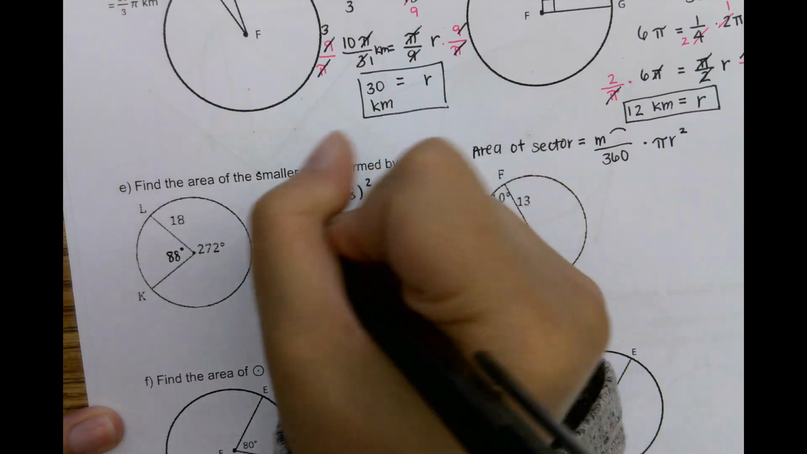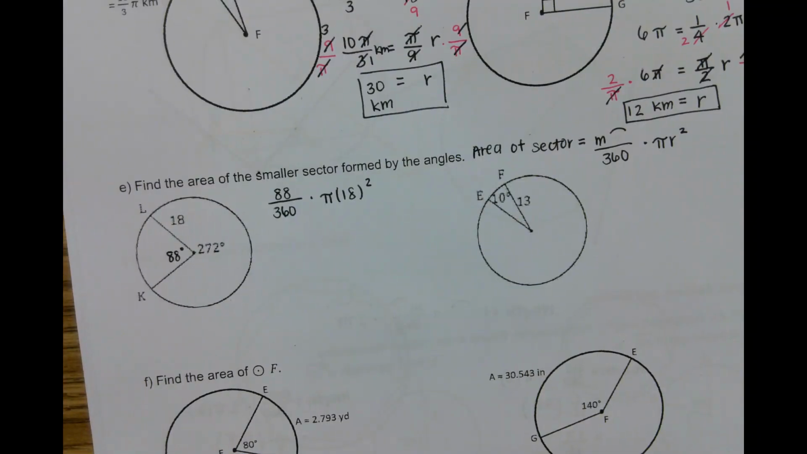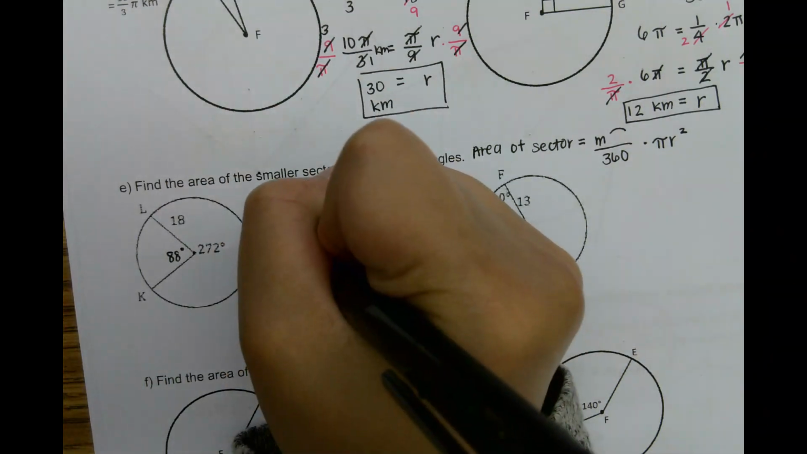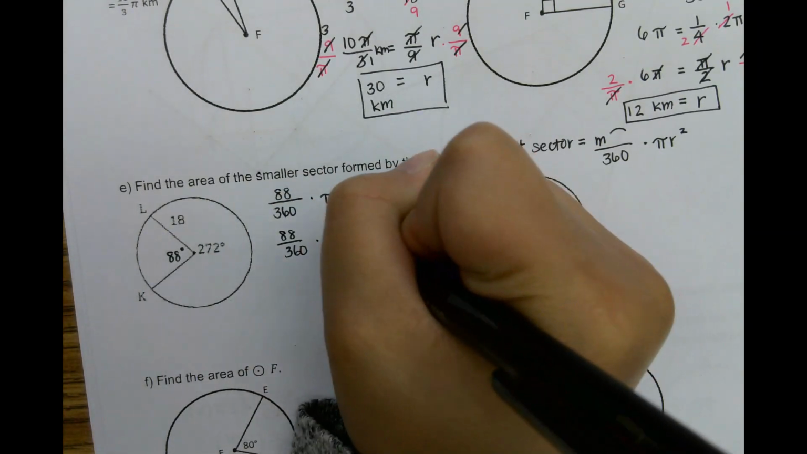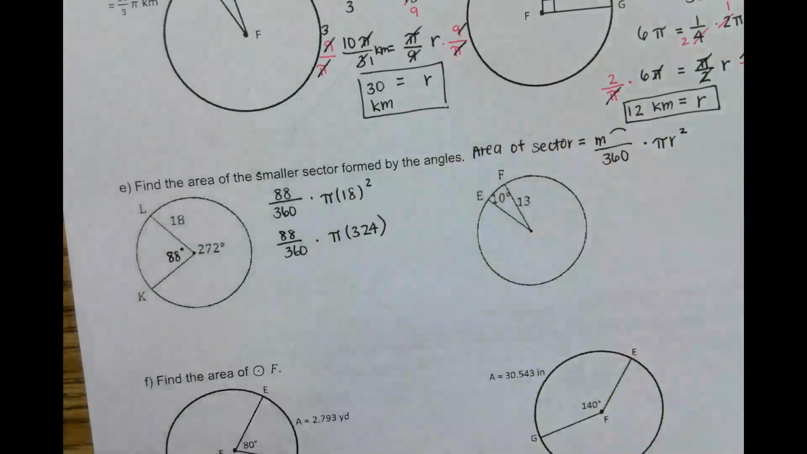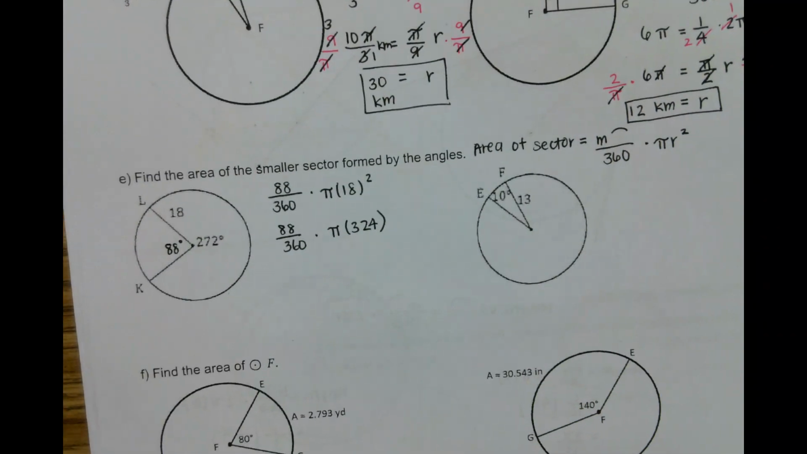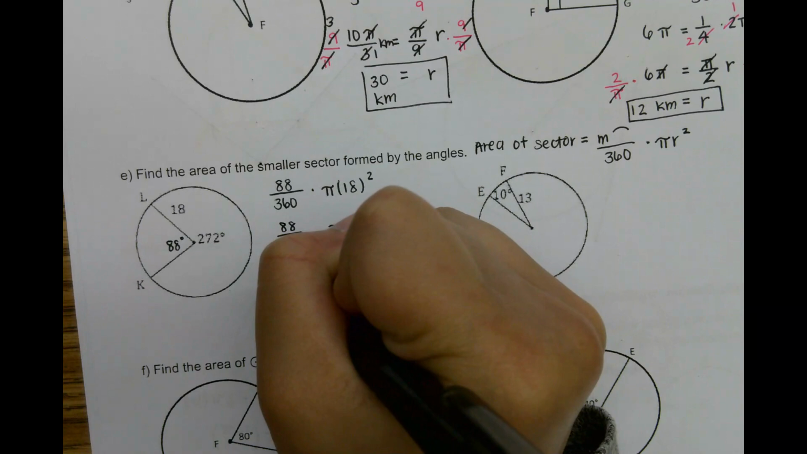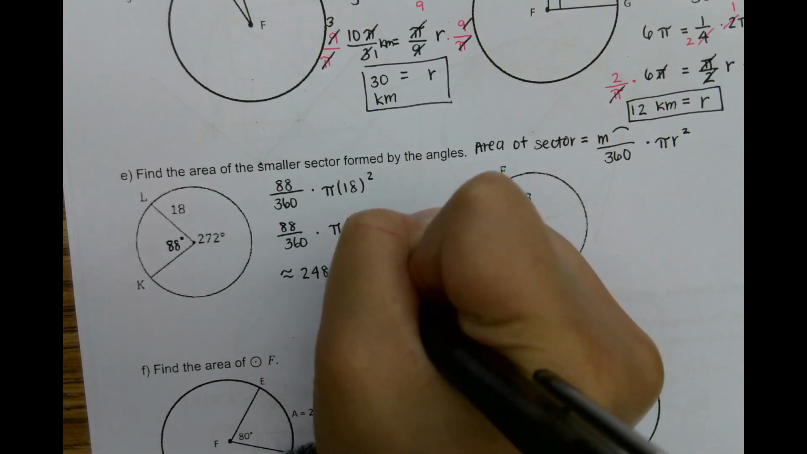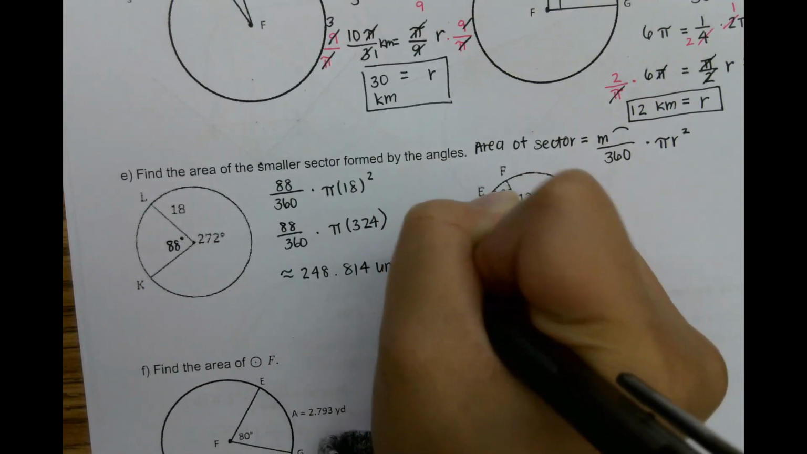Okay, so here, since I just want it to nearest thousandths, right? I'm just going to type it all into the calculator. I'm going to do step by step. Okay, 88 over 360 times pi. 18 squared is 324. Okay, so I'm going to multiply it together. So 88 over 360 times 324 pi. This gives me approximately 248.814. There's no units, so units and squared.